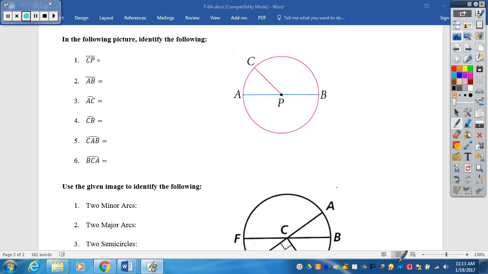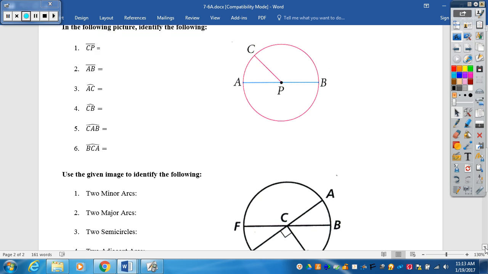Okay. For number 5, arc CAB. Now CAB starts here, goes here, and then ends up there. So is that semicircle, major arc? It's a major arc, greater than half the circle. Okay. The last one starts at B, goes to C, ends up at A. That's a semicircle. It's a half circle there. Okay. So again, those are the terms that we just talked about, and I want to make sure you got those down.